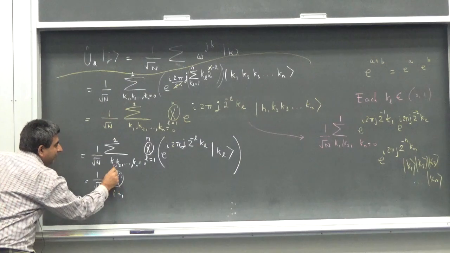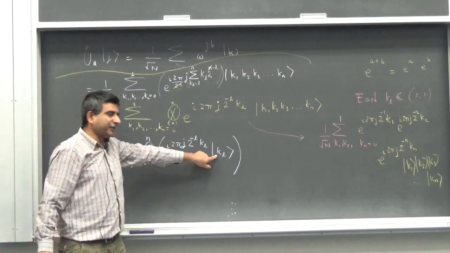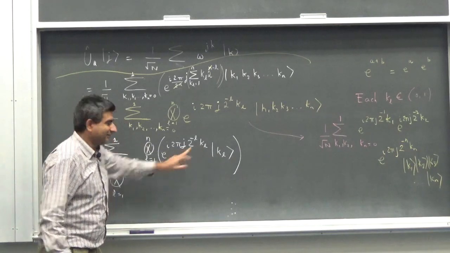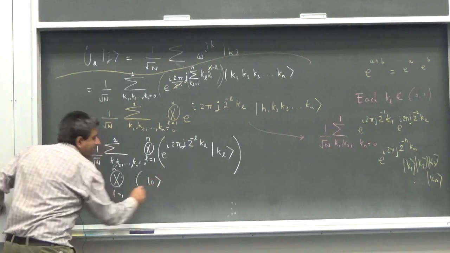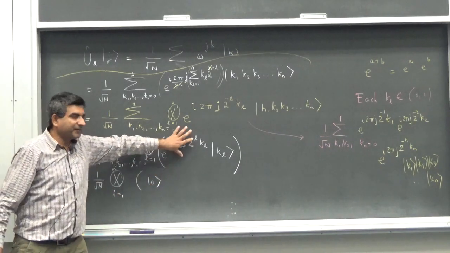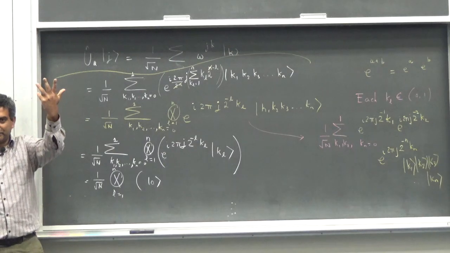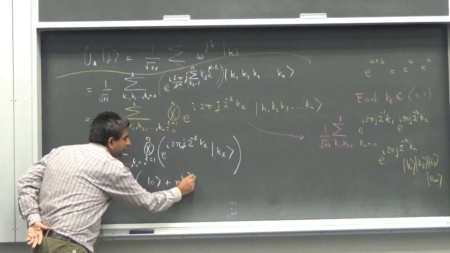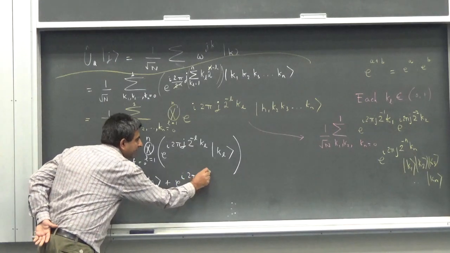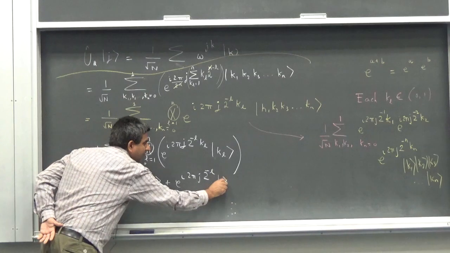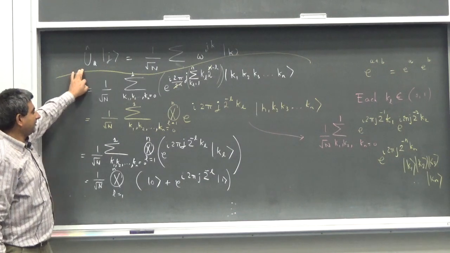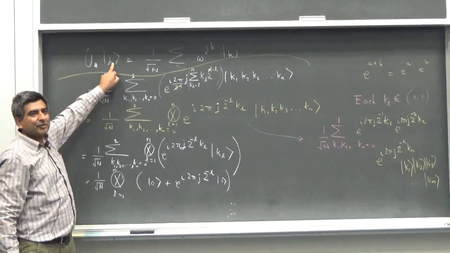product over l from 1 to n. Now this kl can be 0 or 1. So when this is 0, this thing becomes 0. So I get ket 0. Because this becomes e to the power 0. This is 1. 1 ket 0 plus e^(i 2 pi j 2^(-l)) ket 1. So this is what happens when a quantum Fourier transform acts on ket j.